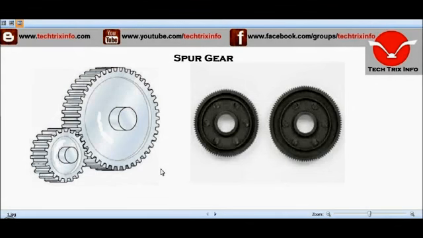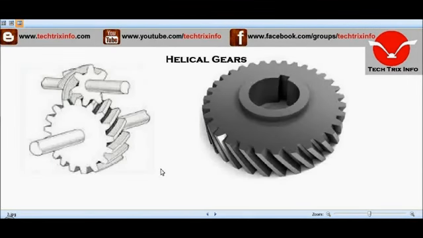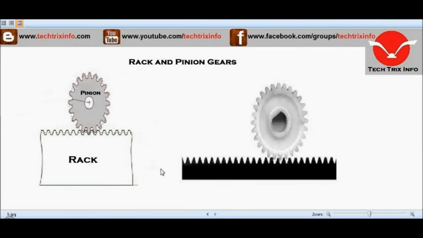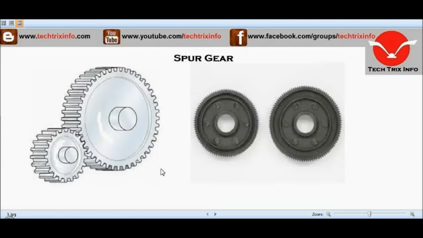Today we'll be learning about different types of gears with the help of this animation. The spur gear, the helical gears, the bevel gears, the worm gears, and the rack and pinion gears. Okay, now what are gears? Gears are very important in motorized equipment to produce gear reduction.